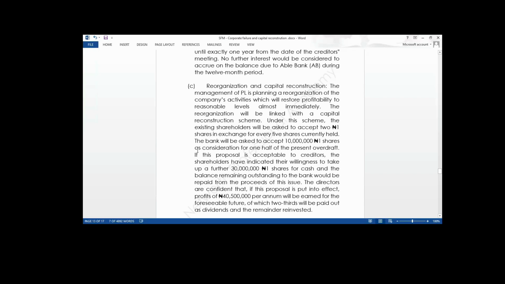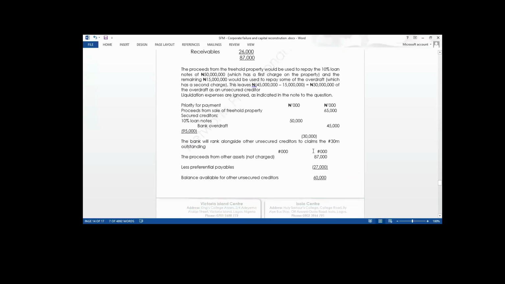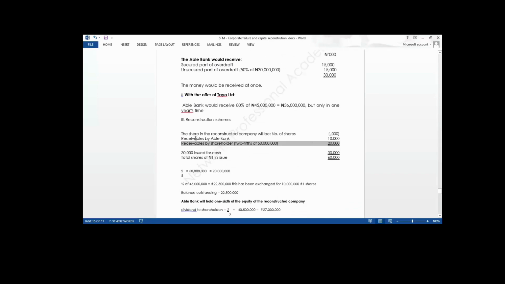So this company is saying the bank will be asked to accept 10 million, 1 naira shares as consideration for 1/2 of the present overdraft. What this means is that half of the overdraft will be converted to ordinary shares. Look at it. Conversion of debt. Overdraft is a debt, so we convert it to ordinary shares. Shares receivable by Able Bank, 10 million naira worth of shares.